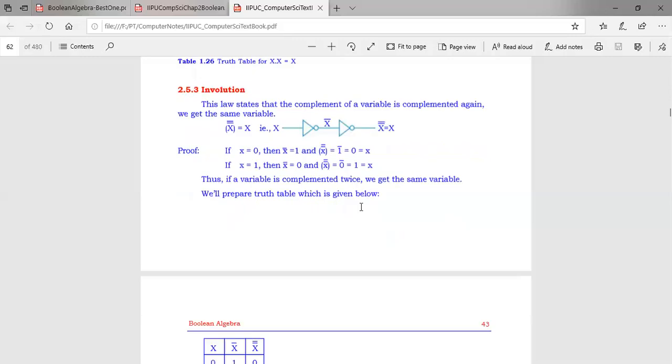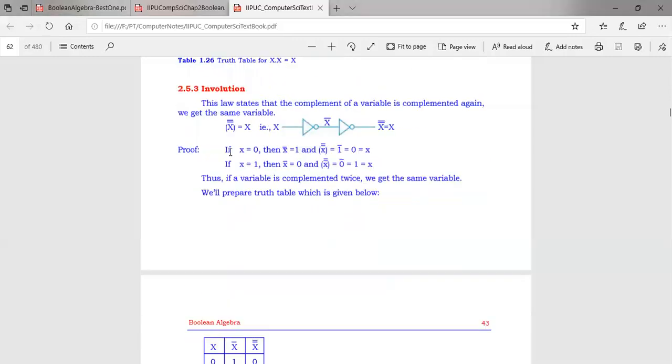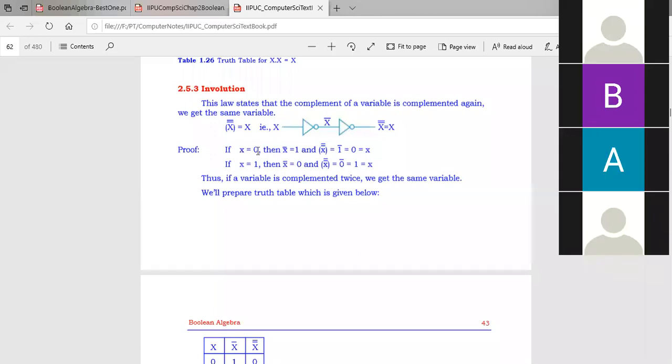Let us prove this using the perfect induction method first. There are how many variables in this expression? Only one variable, x only. So x can take 0 or x can take 1. Substitute x is equal to 0.